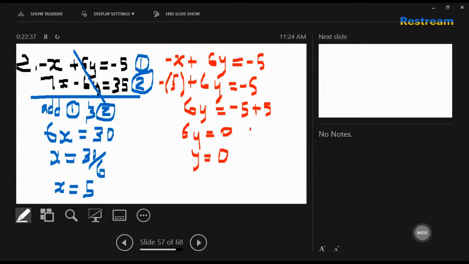So for the solution set, y is 0 and x is 5. And if we plug those in, so if we put 5 here and 0 here, multiply 6 times 0 is 0, and that's negative 5 will be left. And 6 times 0 is 0. 7 times 5 is 35. So that one checks out as well. So we move on to question number 3.